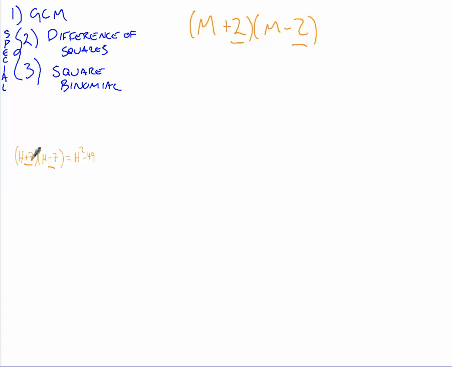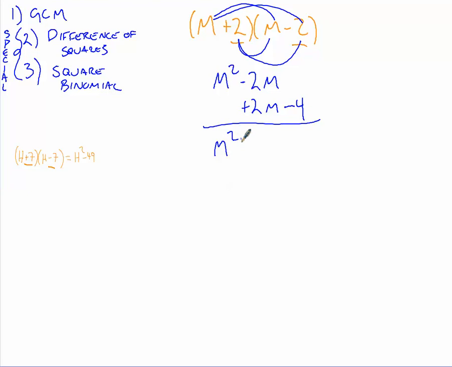Okay. So let's again multiply this out. M times m is m squared. M times negative 2 is negative 2m. 2 times m is plus 2m. 2 times negative 2 is negative 4. So m squared gets carried down. Negative 2m plus 2m is? They cancel out. They do indeed. And we have our negative 4.